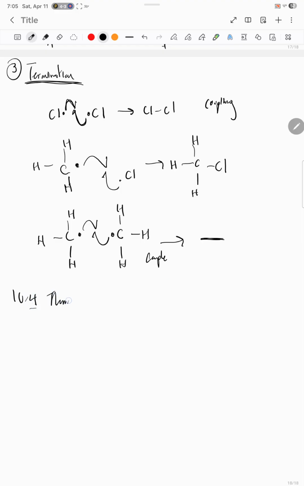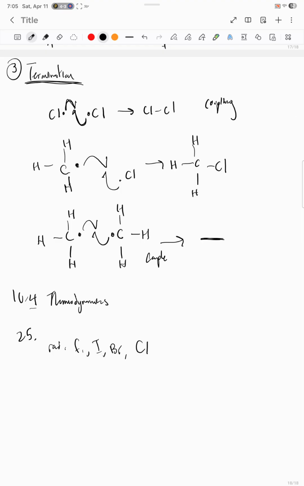Thermodynamics. So, how do we explain thermodynamics? How do we use thermodynamics to explain radical fluorination, iodination, bromination, and chlorination? How do we compare the following?